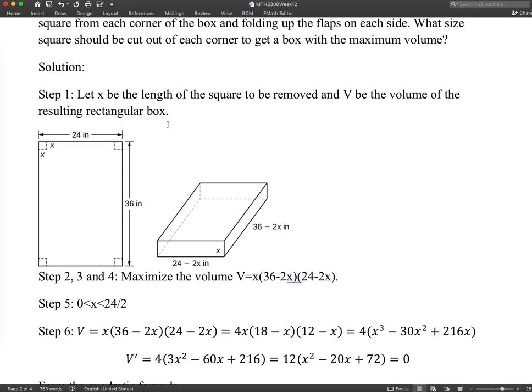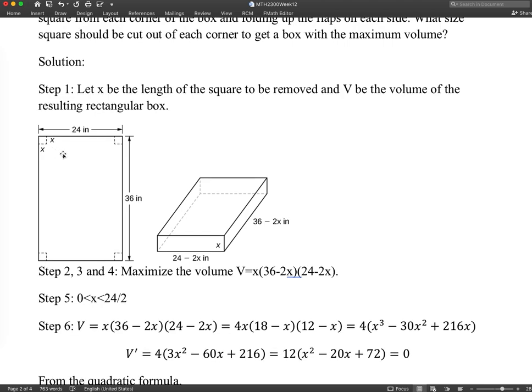Okay, so this is the situation, and I did use the notation because we really need to consider the size of the square. So I simply say the length of the square is x. Okay, and then I have step 2, step 3, and 4 combined. Basically, they just require we need to calculate to find out the maximum volume of the rectangular box possible.